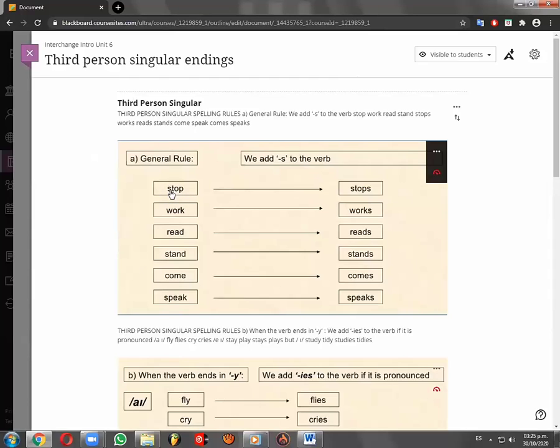You can see stop, for example, Mario stops the car from the supermarket. Remember, add the s to the verb in the third person singular. Okay. The other example, read. For example, Mike reads this activity or this section. Okay.